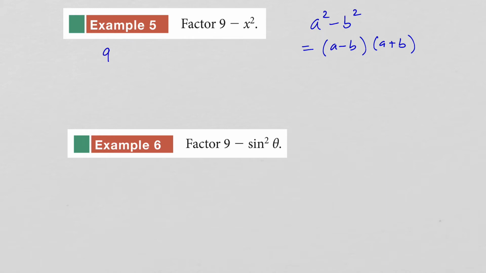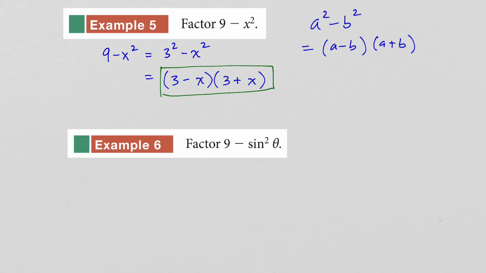So when you have something like 9 minus x squared, think of this as 3 squared minus x squared. And when I go to factor that, to get 3 squared, we're going to have 3 times 3. And to get x squared, we'll have x times x. And the negative here means that we have to have one negative and one positive in order to get negative x squared. And so this is our answer.